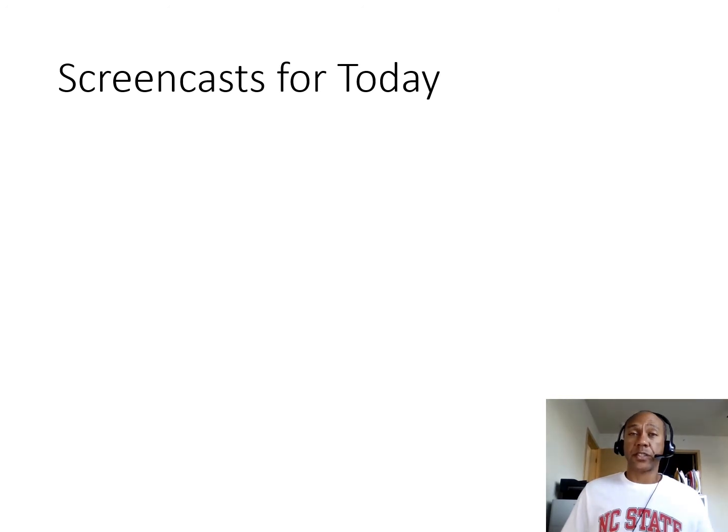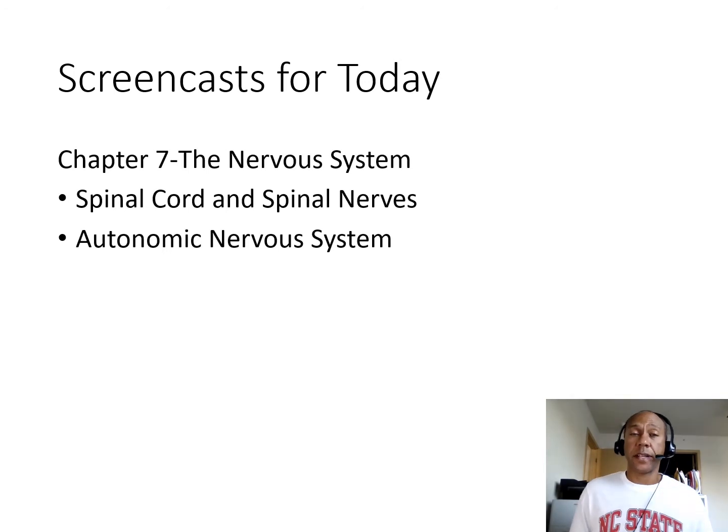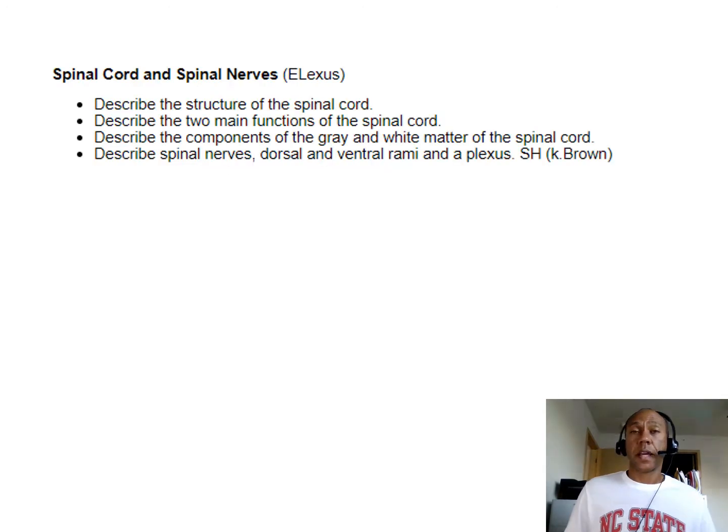The screencast you were responsible for completing for today included the last two screencasts of the nervous system that included spinal cord and spinal nerves and the autonomic nervous system. Here are the results from the Muddiest Points Wiki for the spinal cord and spinal nerves screencasts.